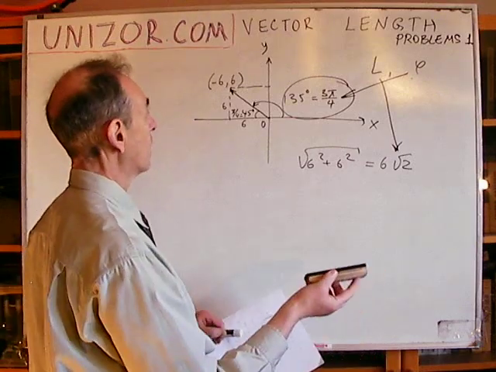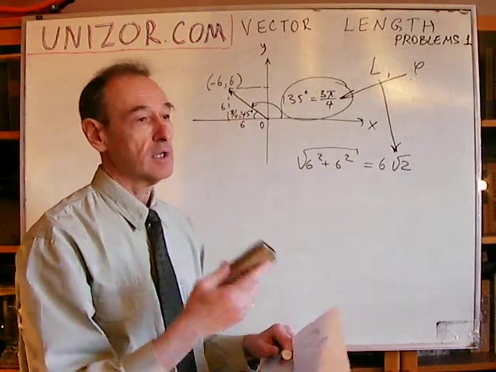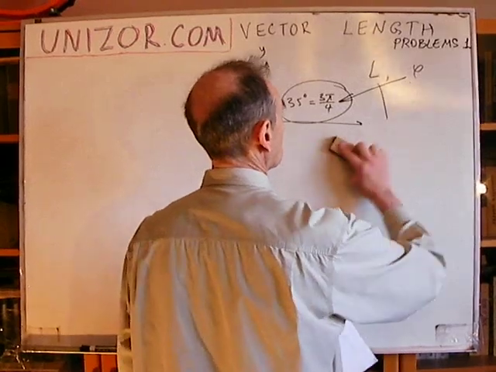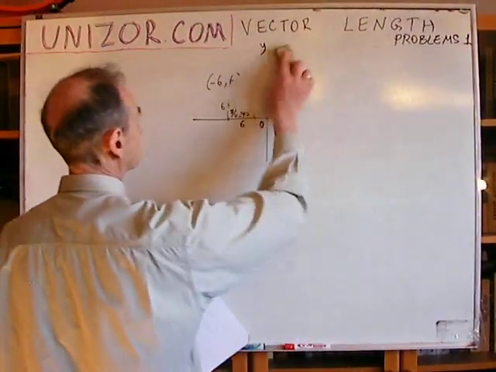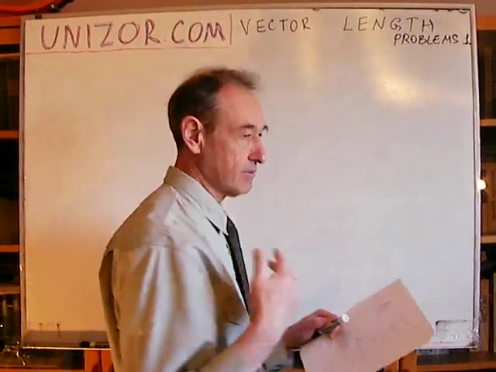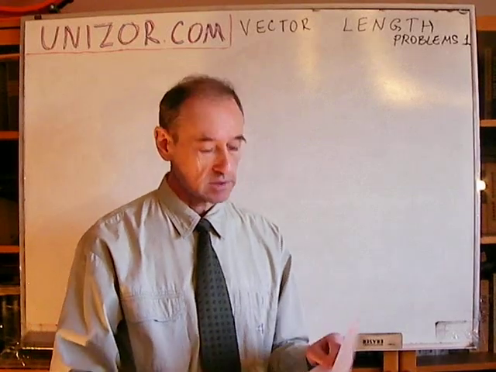I can probably start from any other point. I can start from the vertical point, in which case it's 45. Doesn't really matter. Traditionally, we do it from the x-axis. As you see, all problems are very, very simple and very basic. They are just based on the definition of the vector and its length, etc.